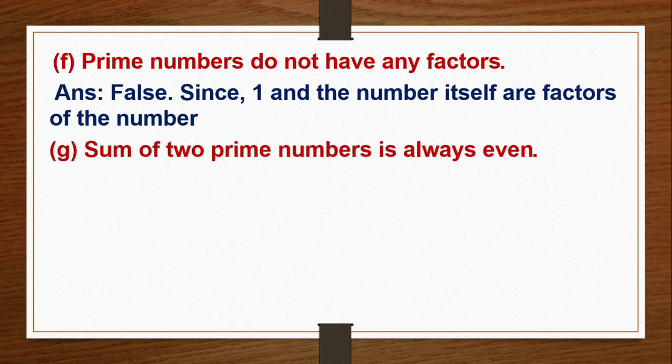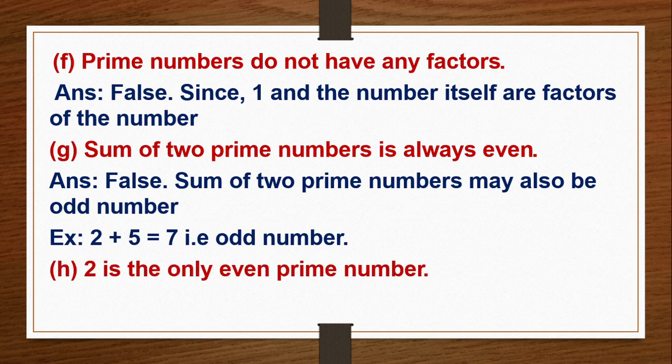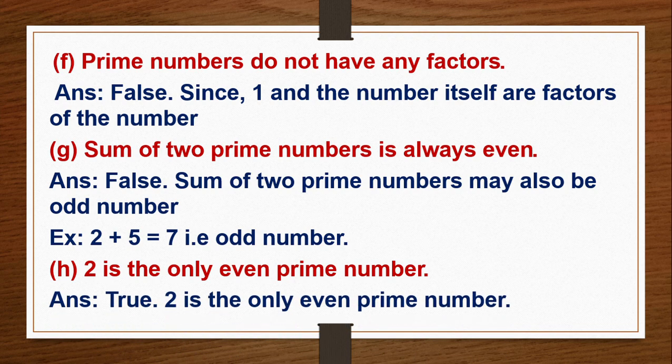Sum of two prime numbers is always even. So let's see. Suppose we take 2 and 5, we are going to get an odd number, 7. So it is not always true. So we say the sum of two prime numbers is always even is a false statement. 2 is the only even prime number. Yes, that is true.